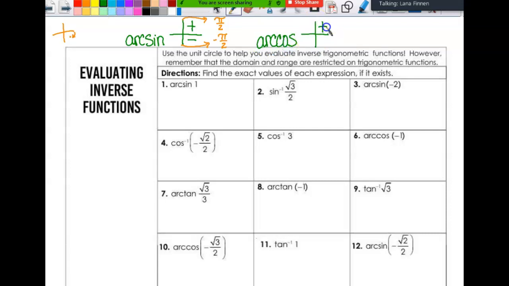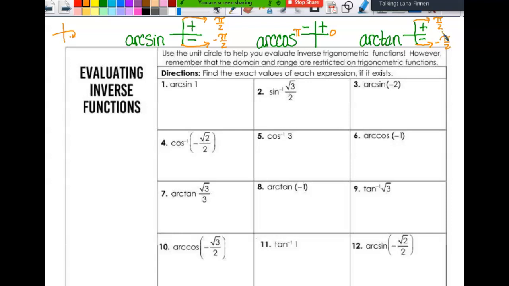Okay? Then for arc cosine, these are coming from quadrants 1 and 2. We're going from 0 to pi. And arctangent and arcsine go together, so arctangent is also quadrants 1 and 4, going from negative pi/2 to pi/2.